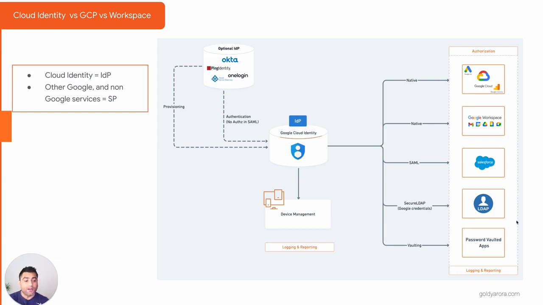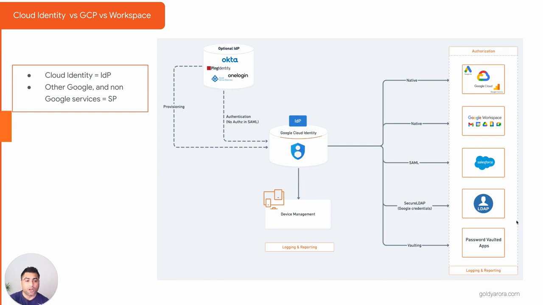Okay, and then all the logging and reporting, for example, logging in terms of who is logging in from which IP, etc., is available in the Google Cloud Identity Admin Console. However, logging in terms of what these users are doing in those end applications themselves, for example, what a user did in Google Cloud Platform, did he create a virtual machine or a storage bucket? That level of application-specific reporting will be available in the application itself and not in Google Cloud Identity.